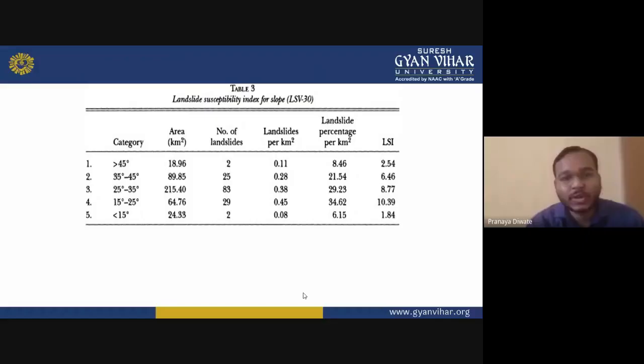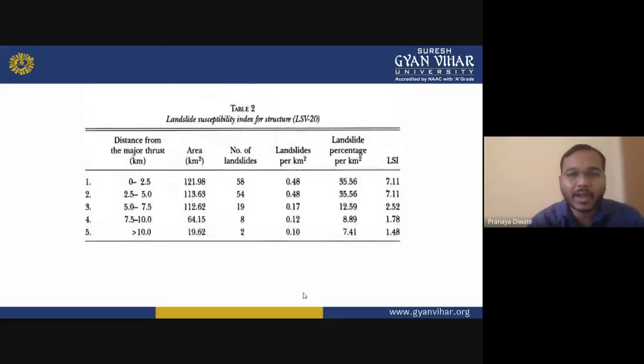Next is slope. You can join to another class if you have. If your category is more than 45%, how many landslides are there? Most landslides may form in the 15 to 25-degree category. That's why you have a higher index there.